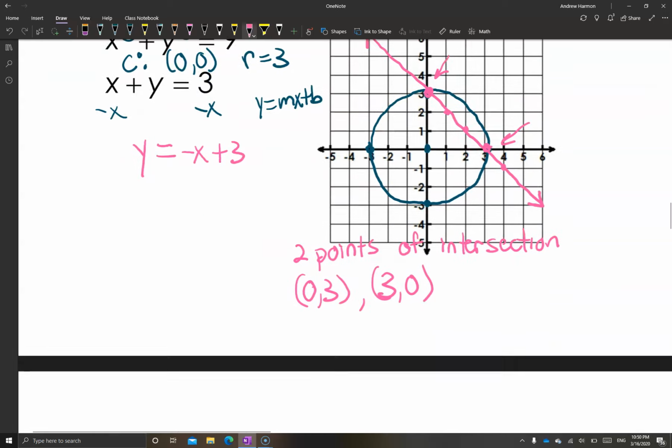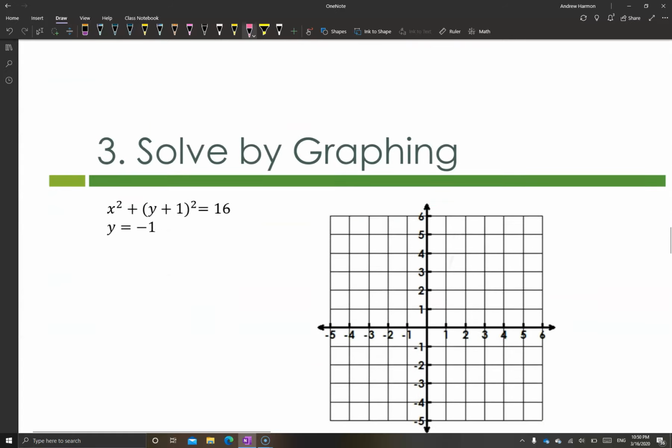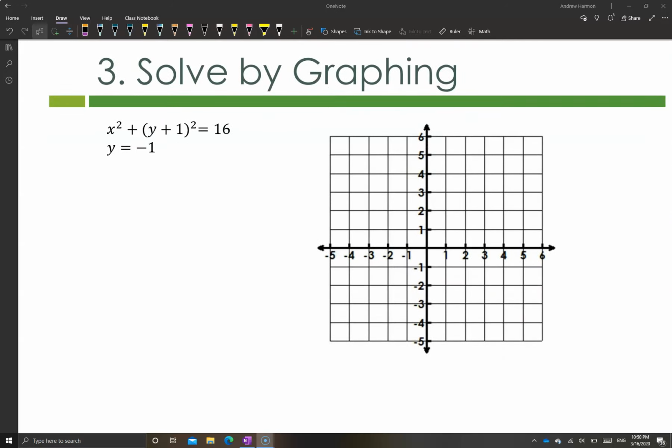All right, let's look at one more example here of solving by graphing. So again, when we solve by graphing, we have to look at the two equations and decide, is it a circle equation or a line equation? So the first one, because we have those squareds, we know it's a circle. So we have to identify the center and the radius.